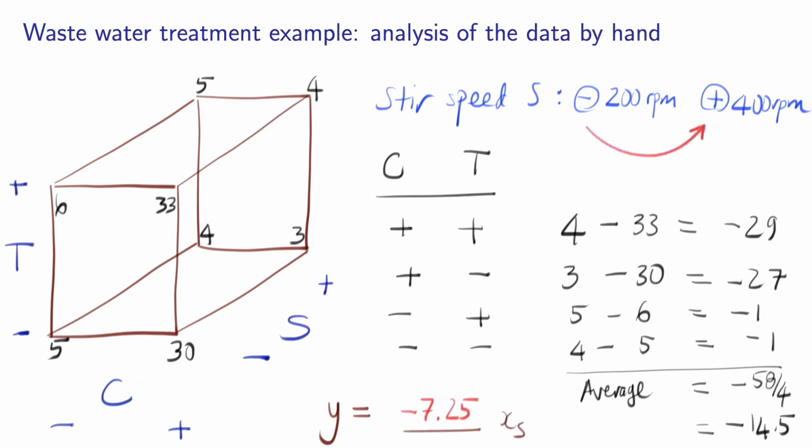The minus 14.5 tells us that we expect, on average, a reduction of 14.5 pounds of pollution when we go from a low stirring speed to a high stirring speed. So clearly it's in our favor to use high stirring speeds in order to get that reduced pollution.